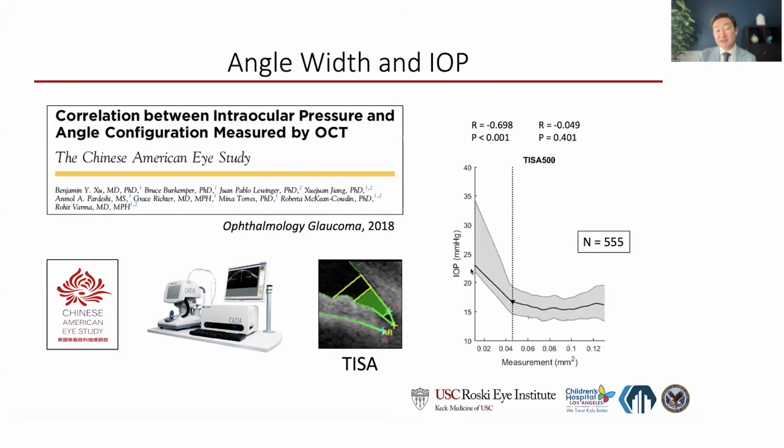What you can see here on the right is that for most angle width measurements, there's no correlation or relationship between intraocular pressure and angle width measurements. However, below a specific TISA cutoff, there emerges a linear relationship, an inverse linear relationship between IOP and TISA measurements. And this relationship suggests that as the angle narrows, when it reaches a critical threshold, then intraocular pressure is likely to rise.